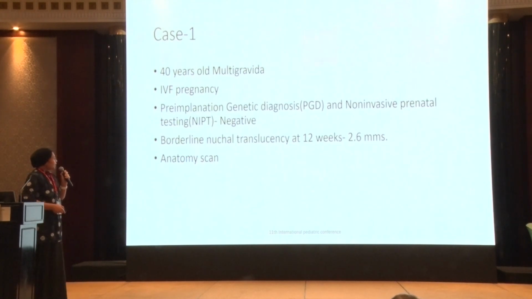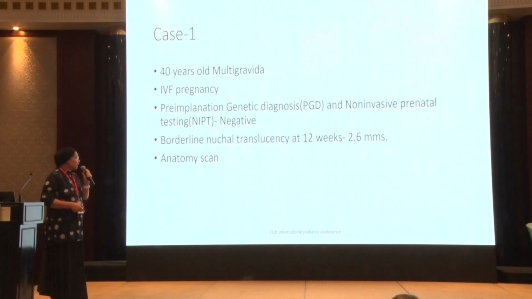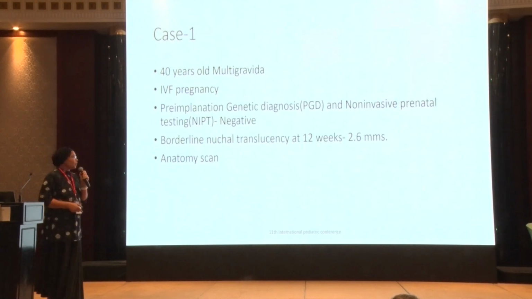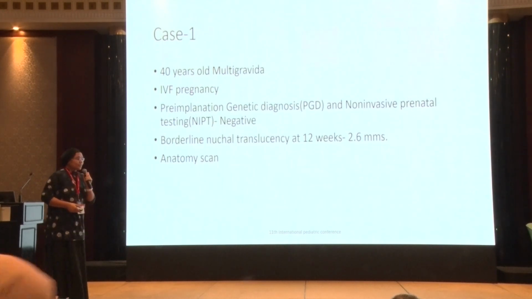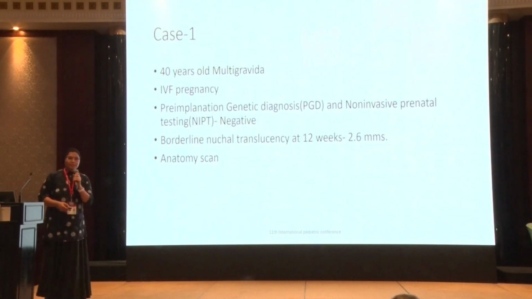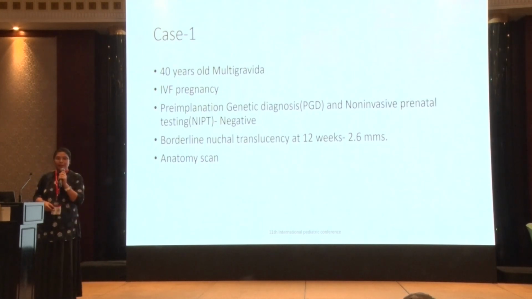And she had a nuchal translucency scan done at 12 weeks, and that came as 2.6 millimeter. The 95th centile for that particular gestation was 2.3, so this was a borderline nuchal translucency. So she is presenting at 21 weeks for the anatomy scan. Any comments? So what are the risk factors that we are seeing in her that increase the risk of cardiac abnormality?